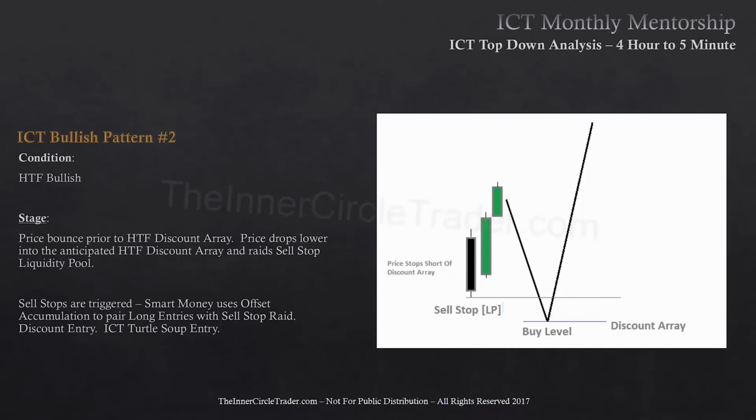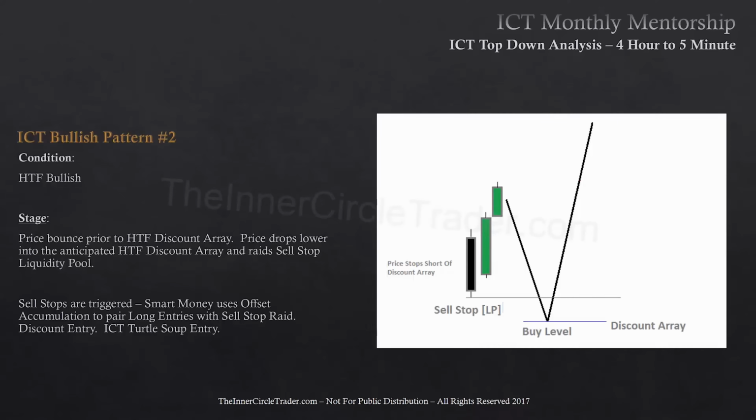ICT version of turtle soup. Whatever that discount array is that I'm really wanting to buy at, if price stops just short of it or above it and just hangs around and hovers or starts to move up a little bit, it gives the false bottom, a fake low. I won't buy that. I'm going to wait and see if they're going to run down and kill those early bulls. When it creates that short-term low ahead of the level I want to be buying at, everyone that bought it is going to have their stop loss in the form of a sell stop right below that short-term low.